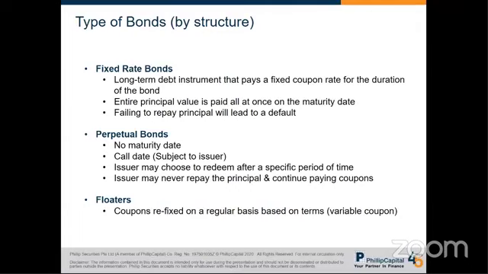A floater is a fixed income security that makes coupon payments that are tied to a reference rate. The coupon payments are adjusted following changes in the prevailing interest rate in the economy. When the interest rate rises, the value of the coupons is increased to reflect the higher rate.